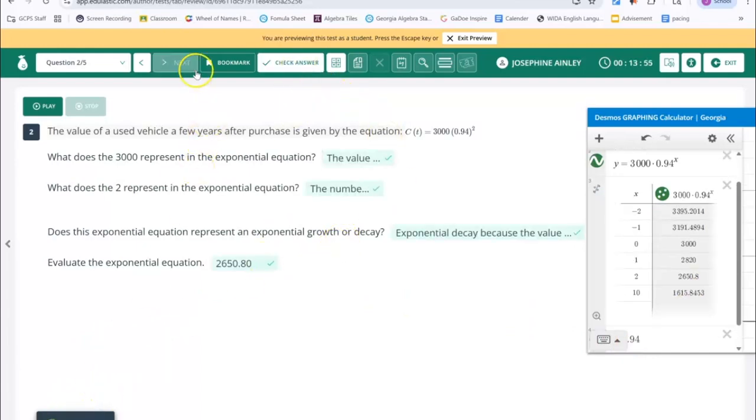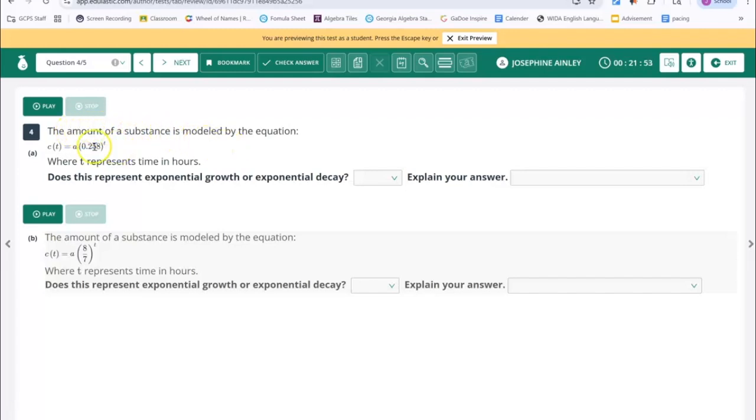Perfect. The amount of substance can be modeled by this equation, where t represents the time in hours. Does this represent exponential growth or exponential decay? So once again, remember, if it's exponential growth, the factor, which is the one by the exponent, has to be greater than 1. If it's exponential decay, it's between 0 and 1. So if we look at this number right now, is it growth or decay? It's decay. Why? Because it is between 0 and 1.